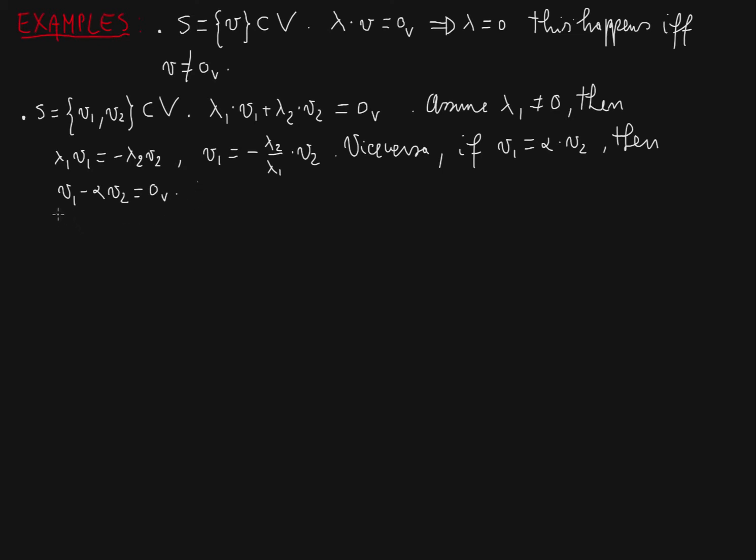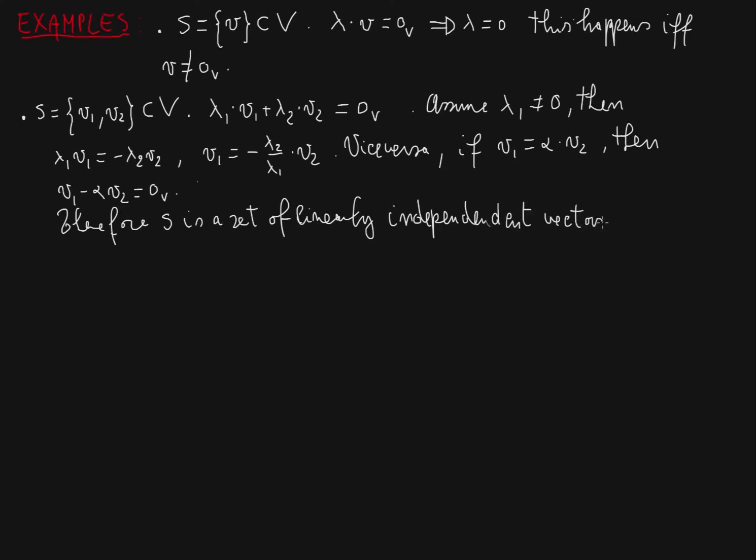Conclusion, so therefore S is a set of linearly independent vectors if and only if V1 is not a multiple of the V2.